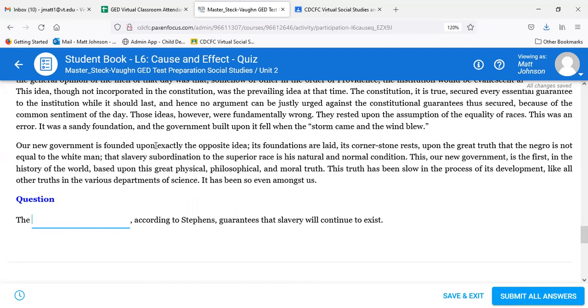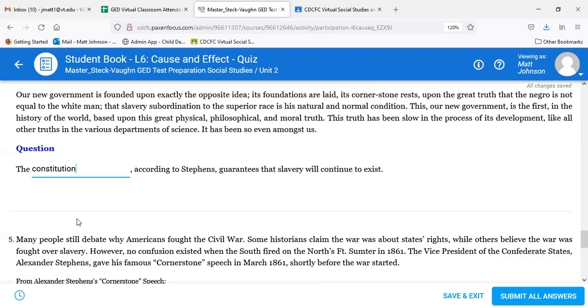These people are out of their minds, I tell you. So, Constitution. All right, number 4, Constitution.